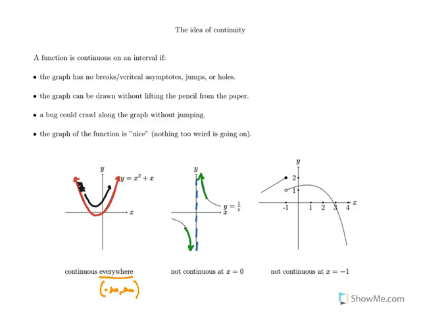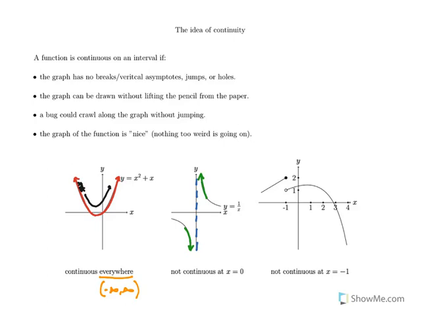The graph cannot be drawn without taking your pencil off the paper because you could draw one half of it, then you have to take the pencil off and then move to the other half. A bug could not crawl along that function because it would have to jump to that next part the same way as your pencil coming off the paper. And then we say this function is not nice because there's something weird going on. This asymptote is something weird. But also note this function is continuous everywhere else except at that one specific point at x equals 0.